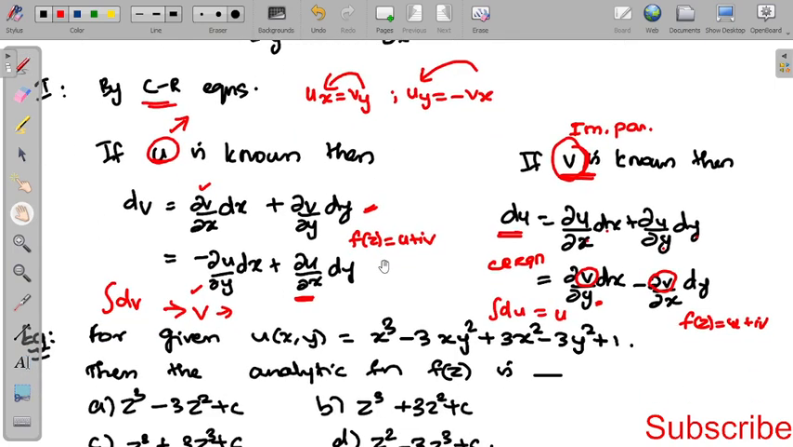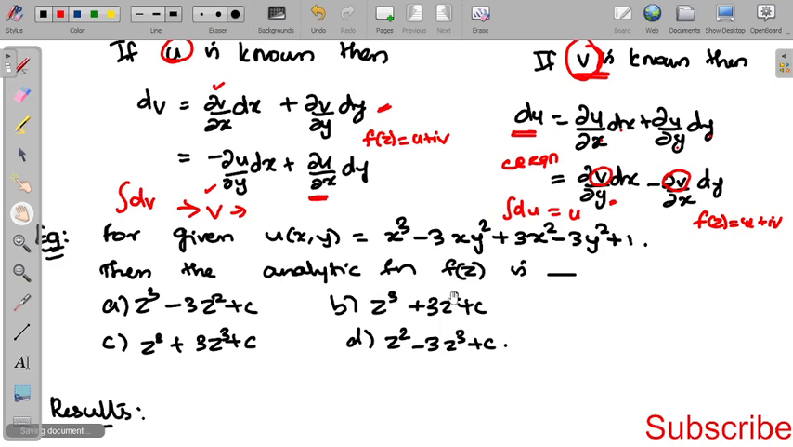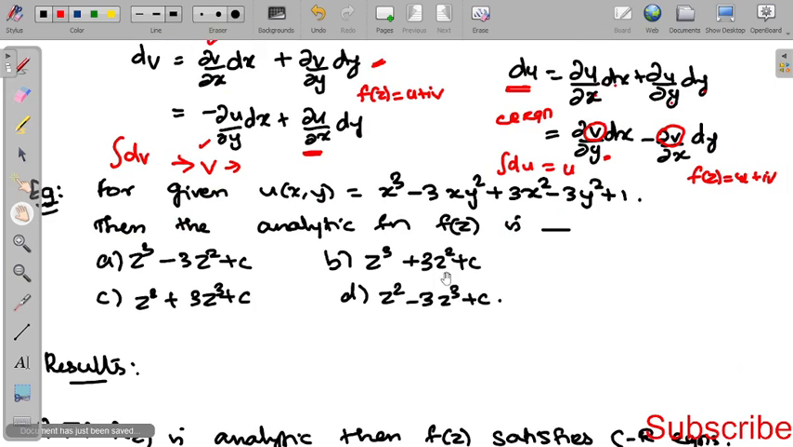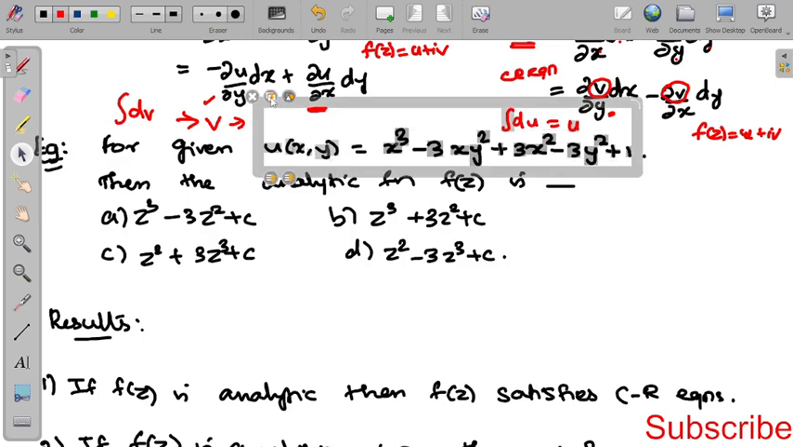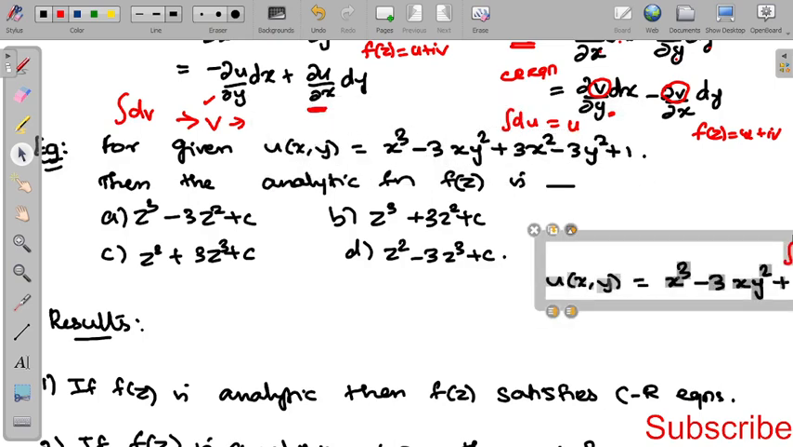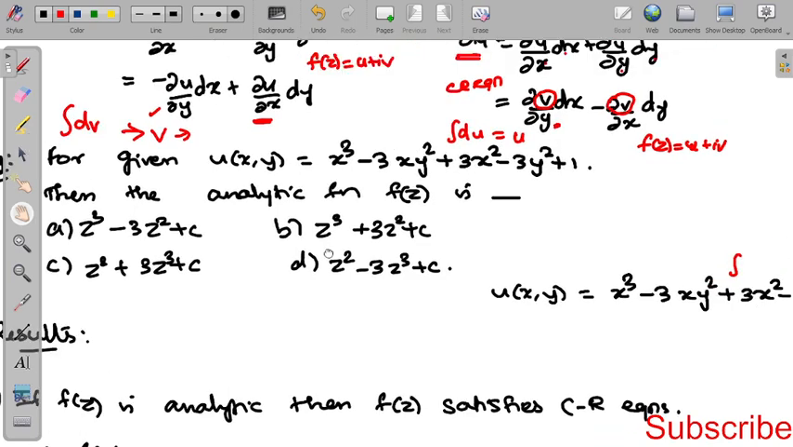So there are two methods to find the analytic function. Here you can see the next example. For the given u of x comma y equal to x cube plus 3xy square plus 3x square minus 3y square plus 1, find the analytic function. Here I am using the first method, that is, the Cauchy-Riemann equation.